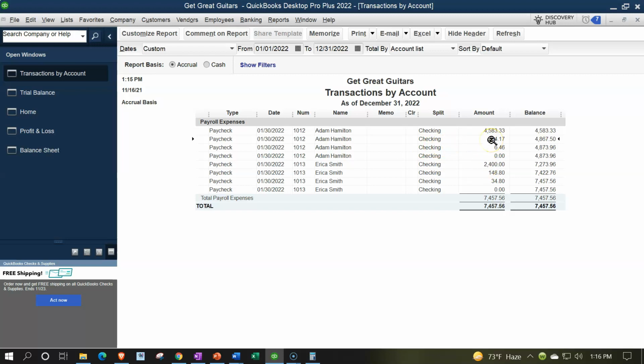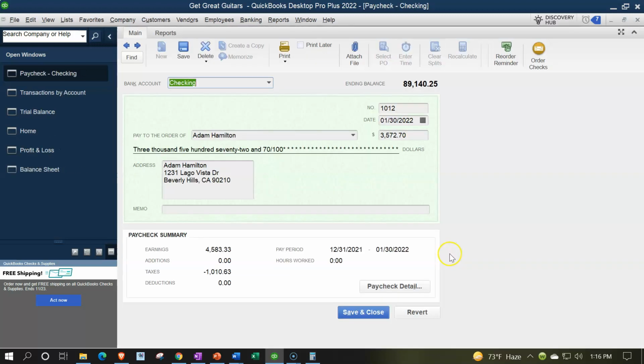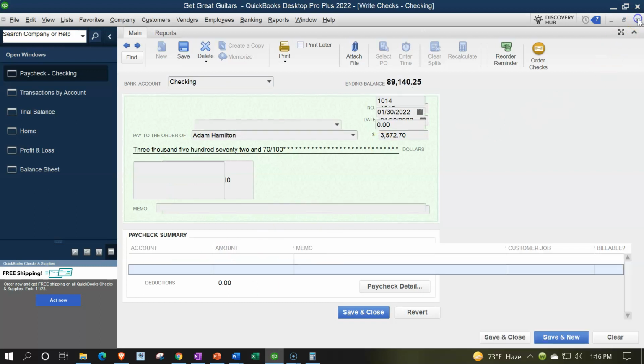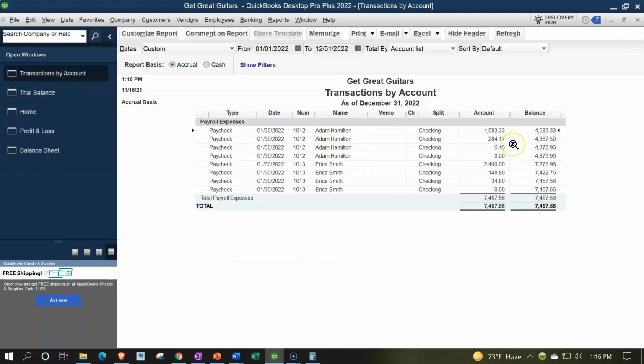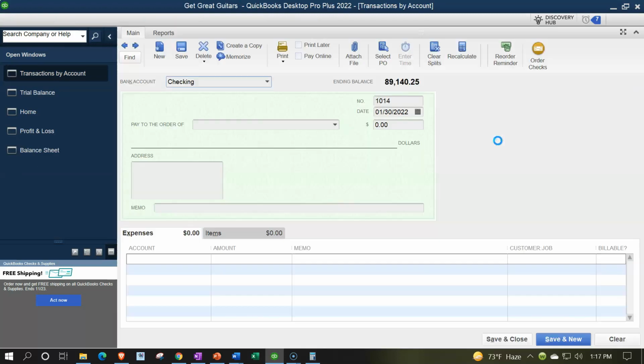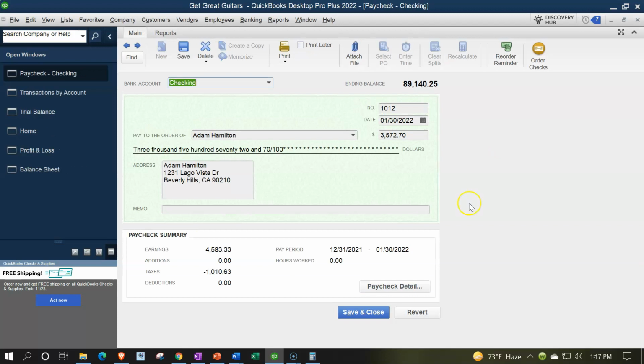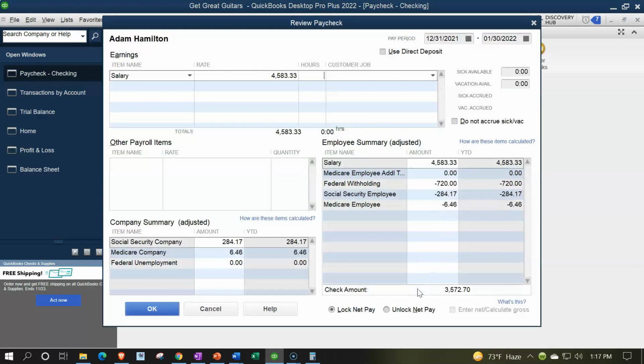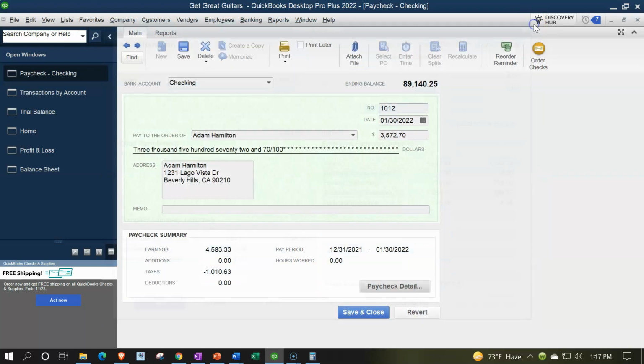These are our taxes, not the employee taxes. In other words, this 4583, if I double click on it for Adam, the 4583 is not the amount that they got, it's the total earnings. It's the total earnings. And then if I close this back out, these two amounts, the 284.17 and the 646, are our payroll taxes. In other words, if I go back on this, you get to the same check. But if I go to the check detail, we're looking at these two amounts, our side, not the employee side, but our side. Closing this back out, closing this back out.